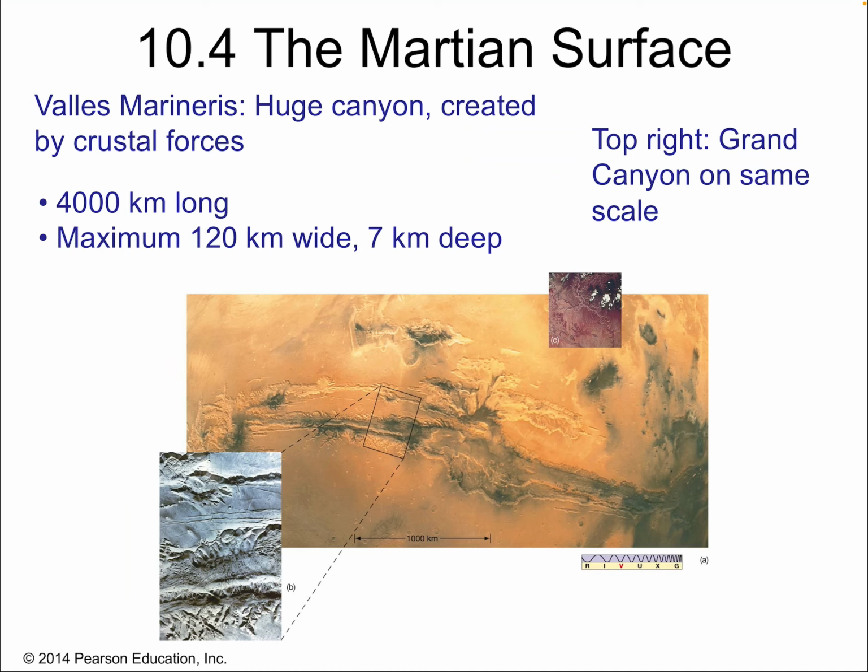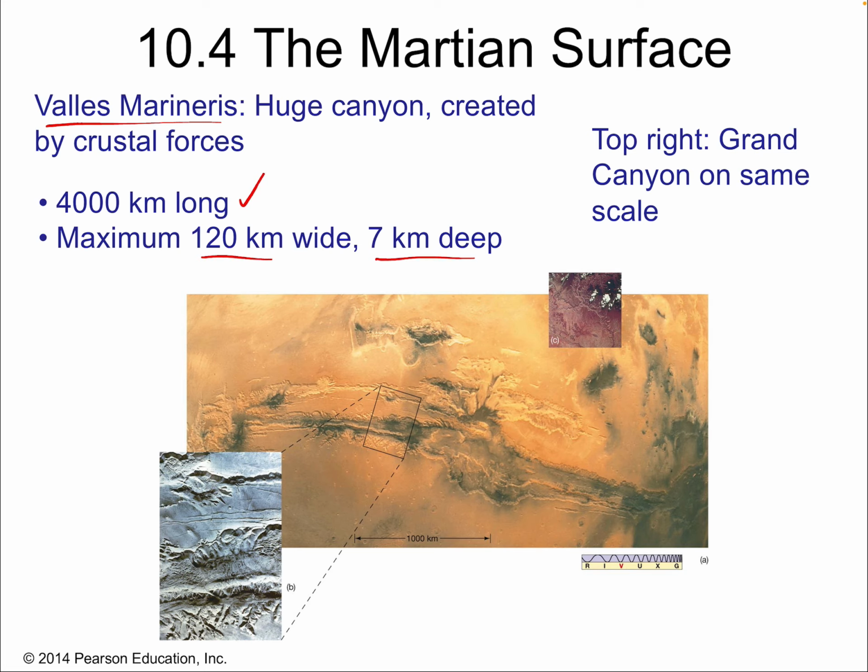So the Valles Marineris is a huge canyon created by crustal forces, not plate tectonics, but just some cooling and overall movement of the crust on a planet-wide scale. And it created this huge canyon that's 4,000 kilometers long and up to 120 kilometers wide. All right, and dramatically 7 kilometers deep, almost an Everest depth, deep, deep down in this canyon. It's just hard to imagine what it would be like to be standing on a canyon that vast.